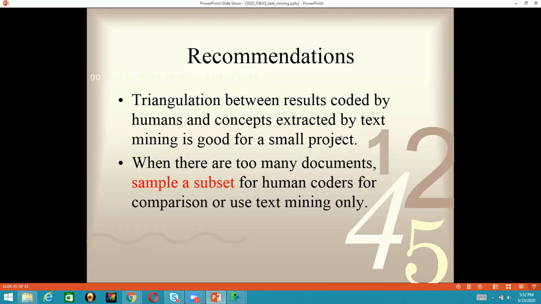But it works only for a small project, so when there are too many documents, it's still good for you to do both, but sample only a subset for human coders. Don't ask your assistant to read 5,000 essays.